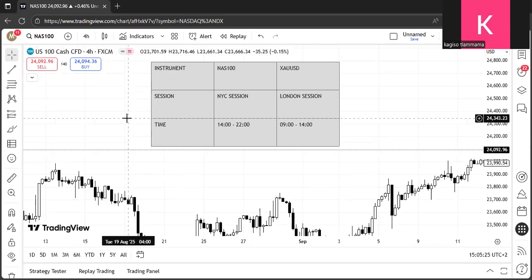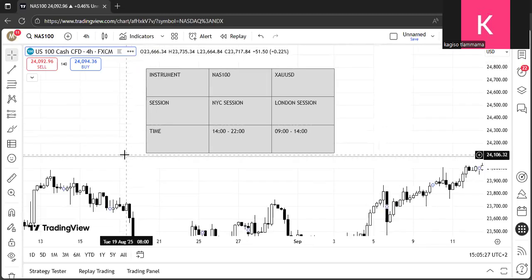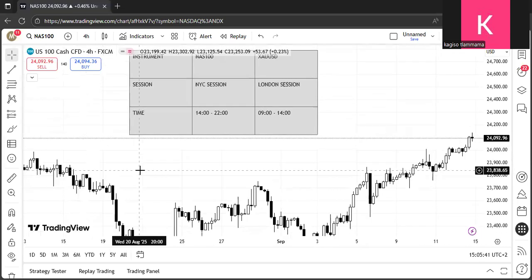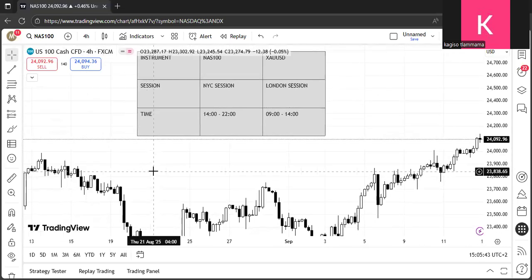Okay, let's start. So for today's lesson, we're going to talk about the difference in pairs. I chose NAS 100 and gold as our two examples. And now we're on the NAS 100 chart.